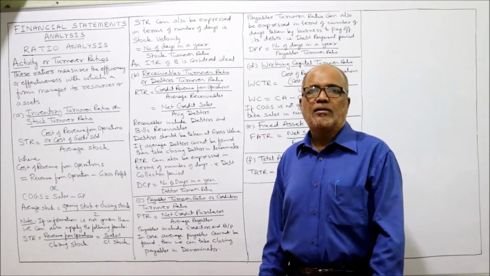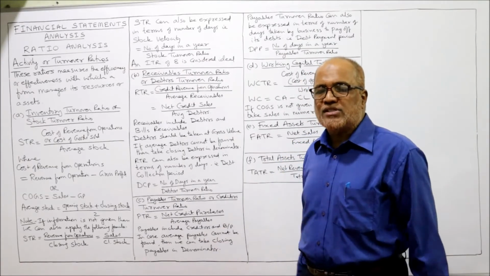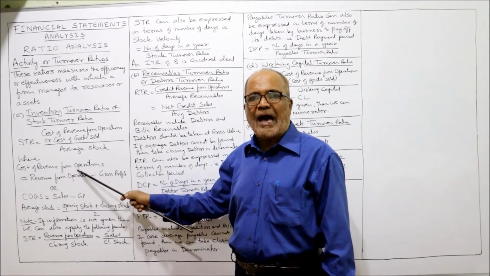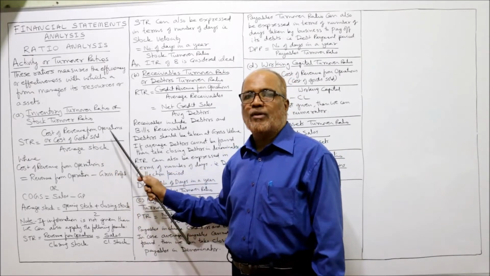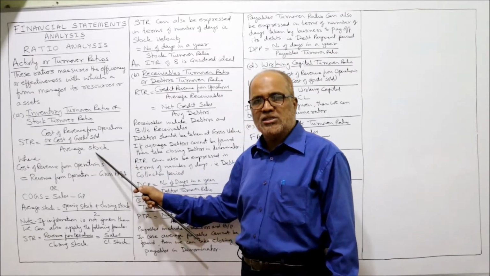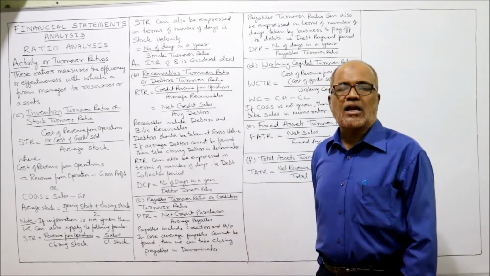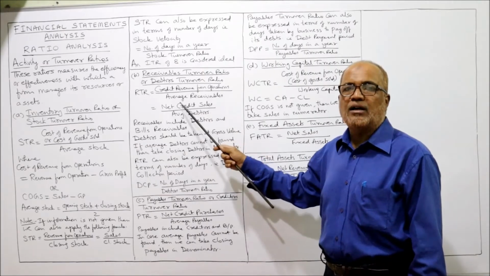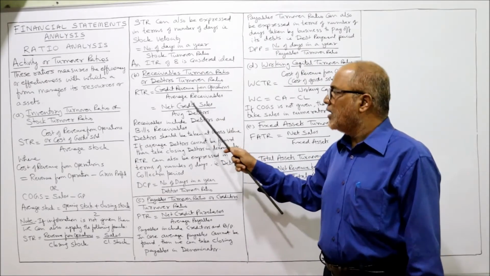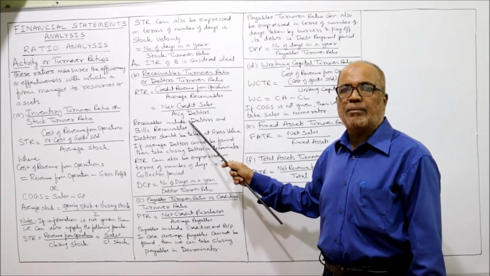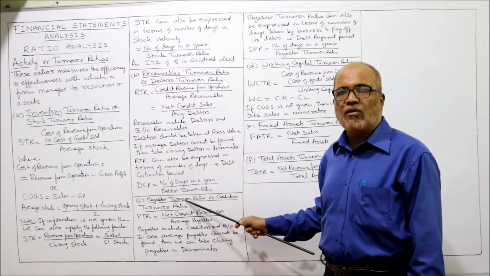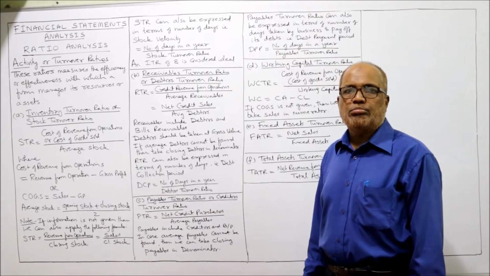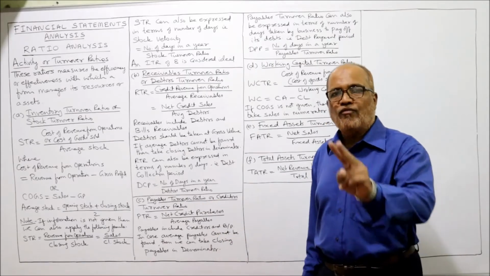So what formulas have we seen so far? Activity turnover ratios. First, inventory turnover ratio: cost of goods sold divided by average stock, or cost of revenue from operations divided by average stock. This is the original formula. Second, receivables turnover ratio: credit revenue from operations divided by average receivable, or net credit sales divided by average debtors. If you want it in number of days, the number of days in a year divided by debtors turnover ratio gives the debt collection period. Two formulas I have completed.